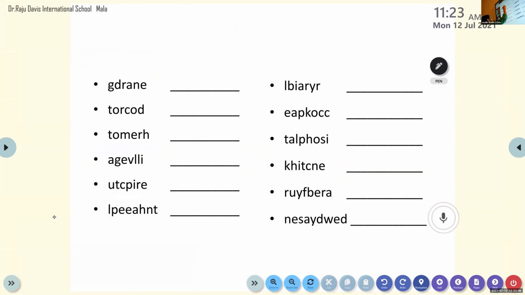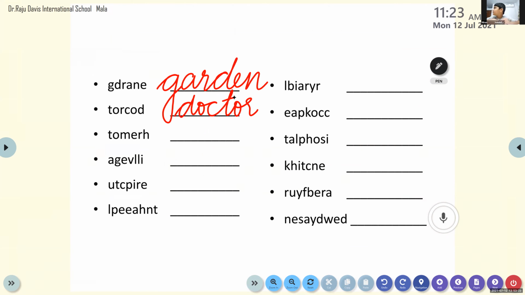Okay. So I'm writing it for you. It is gar, G-A-R. Garden, D-E-N. It is also a 2-syllable word. So it is garden. Dock, D-O-C. Dock. T-O-R. Yes.